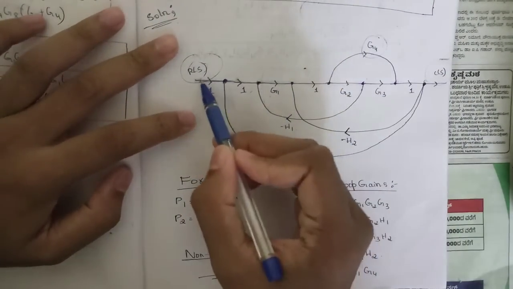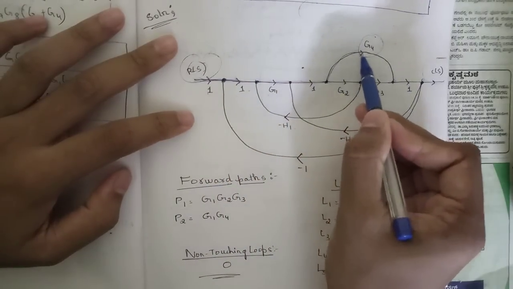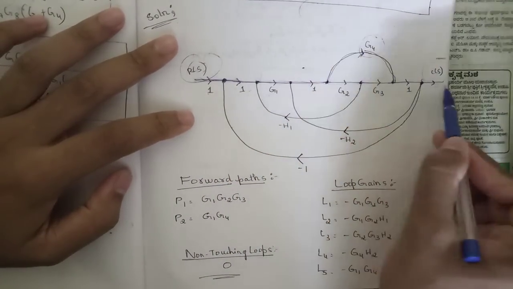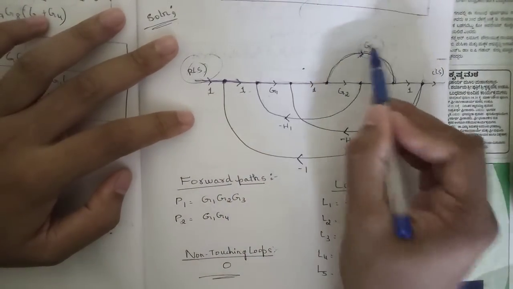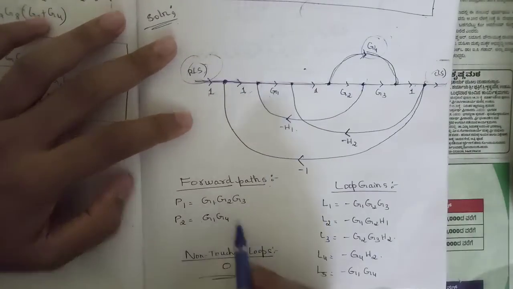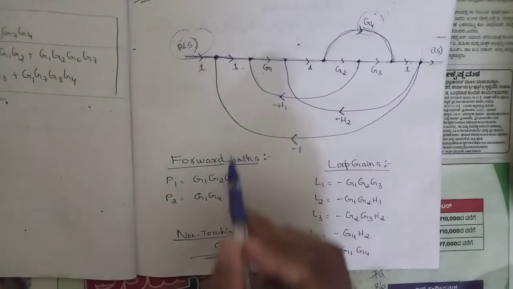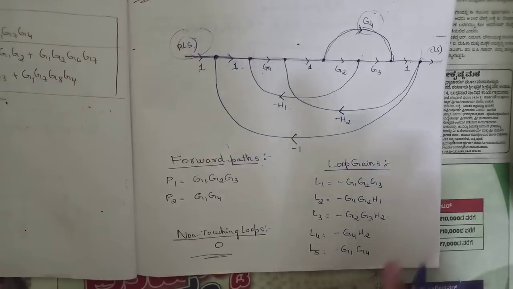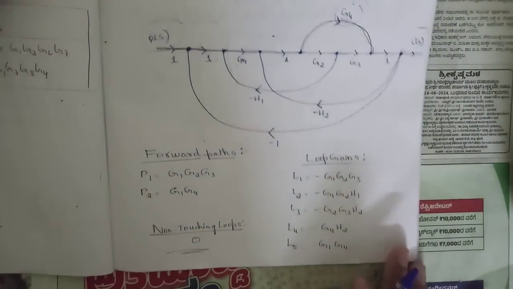And the second forward path is like this. It touches this node and moves in the same direction till the output side. That is 1, 1, G1, 1, G4, 1. So that's why G1 into G4. This is the second forward path. So we have only 2 forward paths in this problem. Write those 2 forward paths, and here we have 5 loop gains. I will tell you one by one.